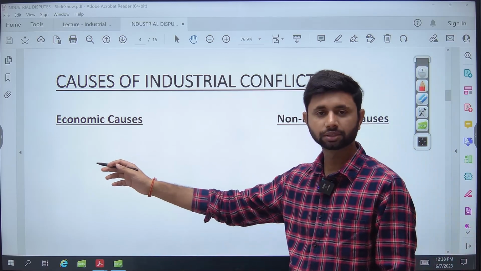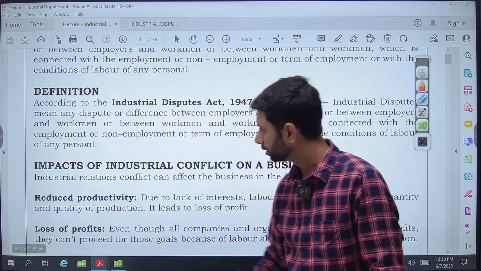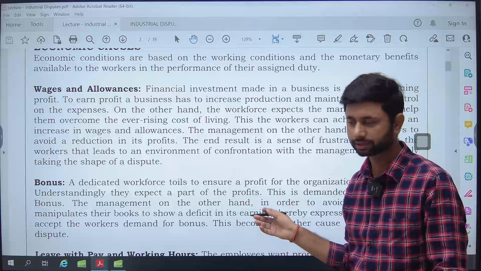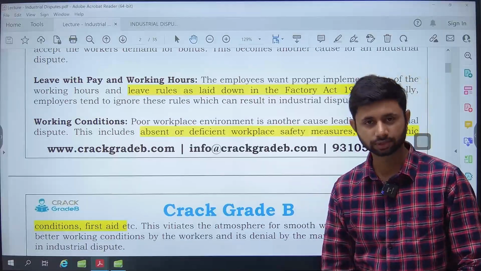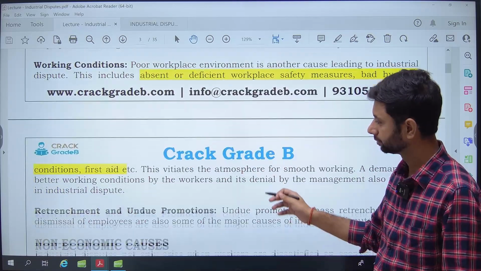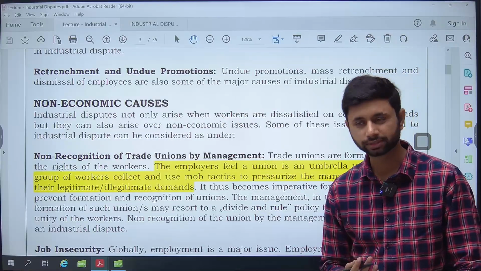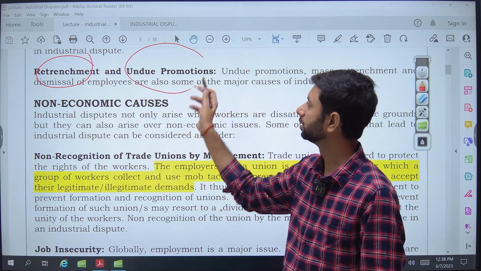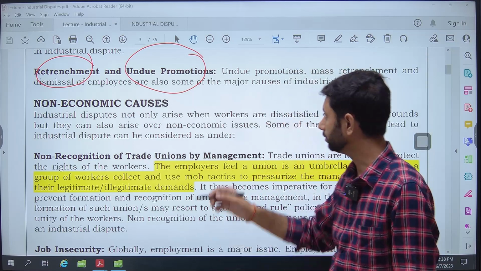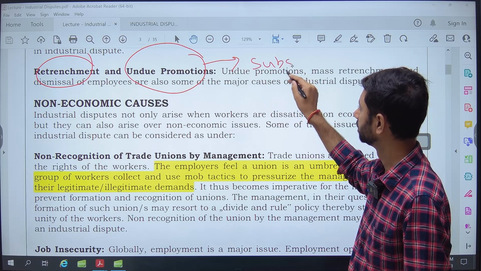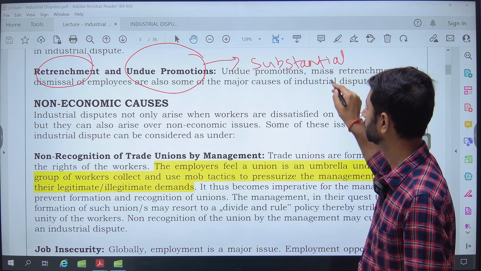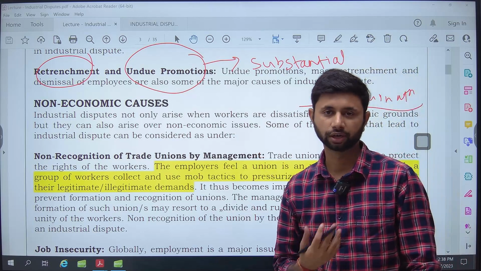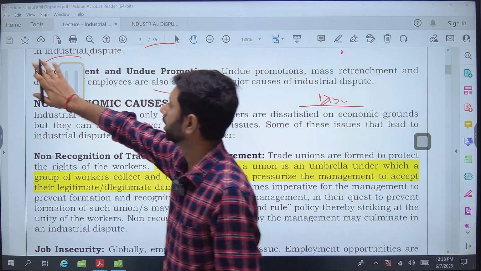Let's see other reasons within economic and non-economic causes. Let's brush them up once and for all. Wages and allowances we've discussed, bonus we've discussed, leave with pay and working hours we have discussed, working conditions we have discussed, and retrenchment and undue promotions. Retrenchment is laying off employees, and undue promotions means promoting people without any substantial reason. It creates a sense of discrimination within the working environment. So this is an economic cause.